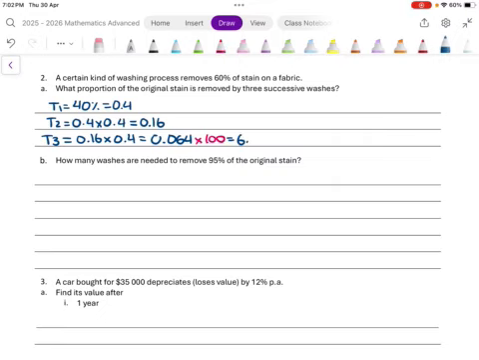It equals 6.4%. Okay, so what this means is there is 6.4% of the stain remaining.